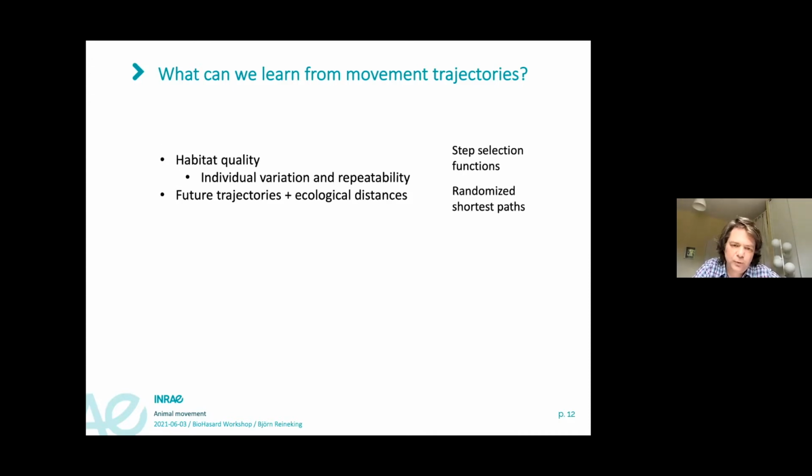And what I'd like to do today is talk about two types of tools that we use in ecology to analyze animal movement and try to answer these questions here to the left. The one is step selection functions. And the second one is using randomized shortest path. And I will describe how they work, and then identify some of the open questions I see currently in utilizing these tools.